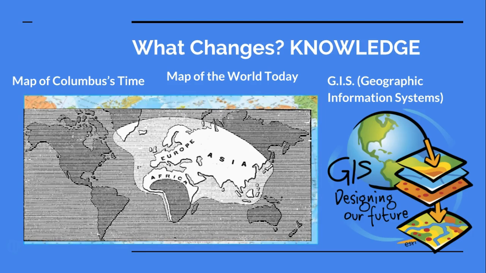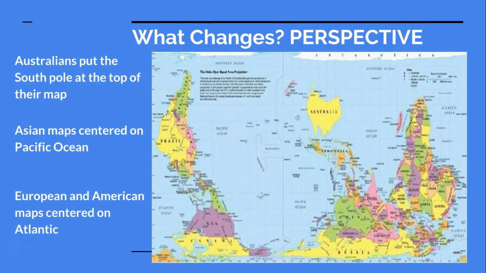Oops, sorry, that's stuck behind the thing. What else can change is the geographic information systems, the knowledge that we get, the understanding of our world around us and how we can create layers and different maps. That certainly can change our perspective.